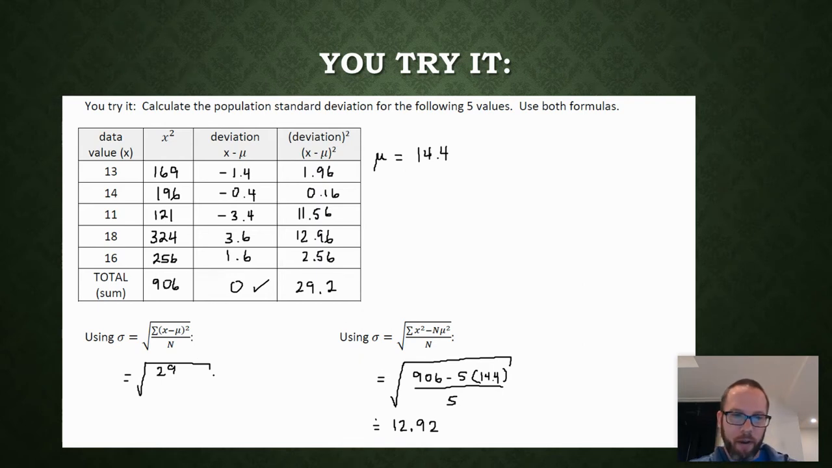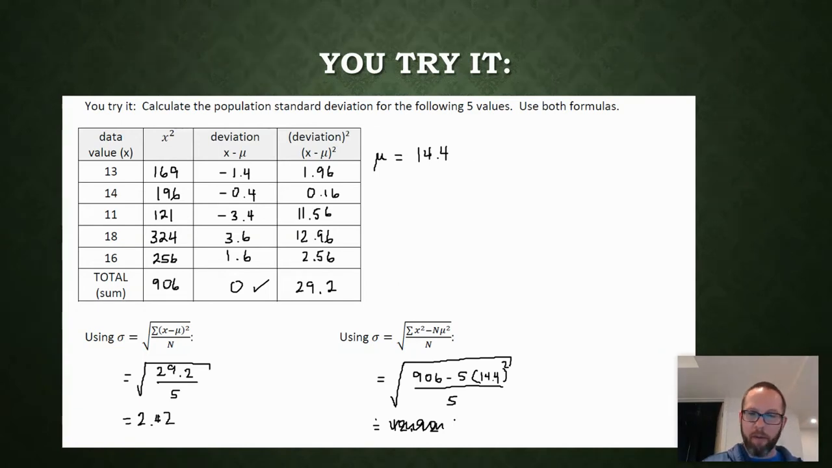Let's just finish this off because I think I see a mistake I made in the first one. 29.2 on top, divided by 5, and then square root, equals 2.42. So let's see what we did wrong with the first one. Oh, the mean squared. I didn't square the mean here. Okay, good. So hopefully you at home noticed that and you didn't have a panic attack. You just kind of followed along, hoping that I would catch my mistake. And I did eventually. 14.4 squared.